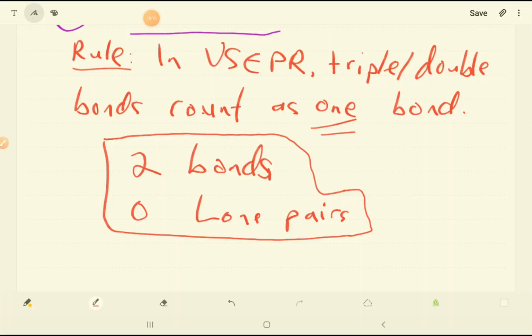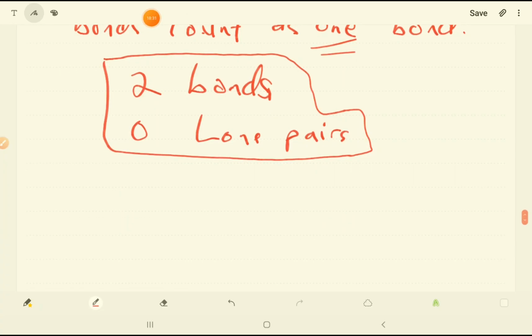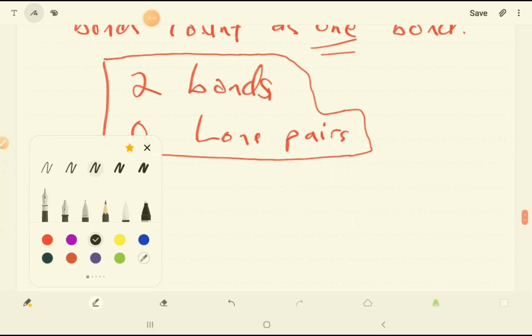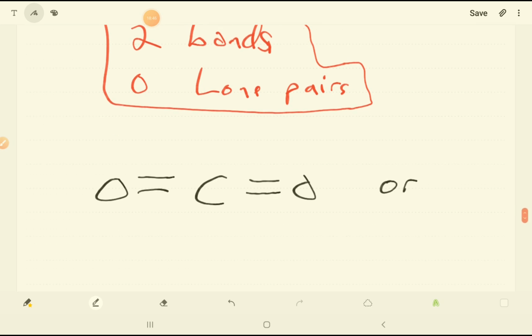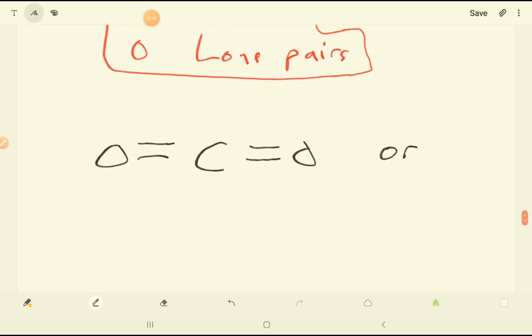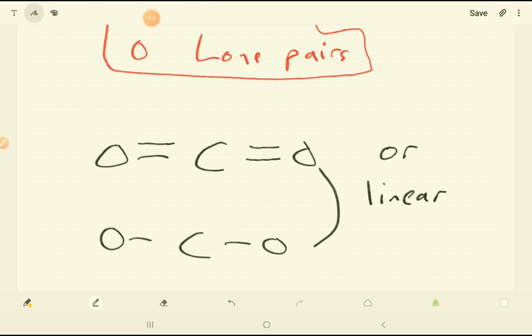So then using this criteria of 2 bonds and 0 lone pairs, I want you to pause the video, go once again to that chart that I posted on the Google Classroom, and see which shape fits this criteria. So by now, after seeing the chart, we would see that the final VSEPR shape is what we call a linear shape. And in VSEPR, we can draw the bonds, double bonds like this, or since a double bond is really just a single bond, you can also draw it like this. Either way is fine, but remember what I want to see written is that this is a linear shape.